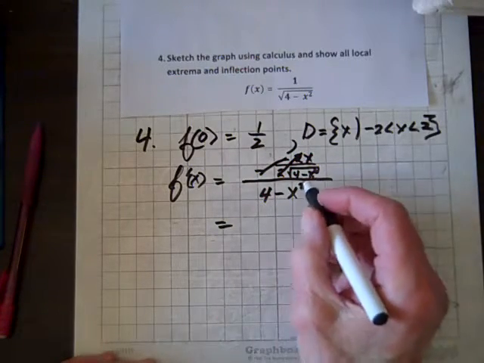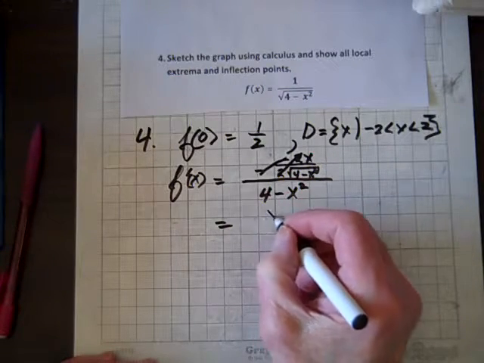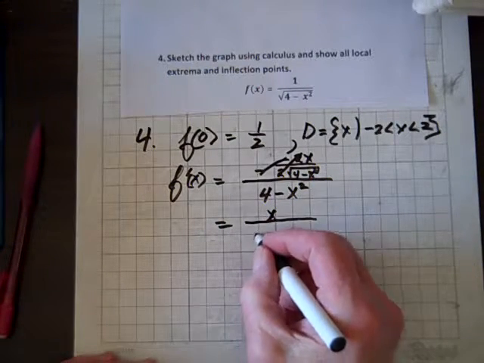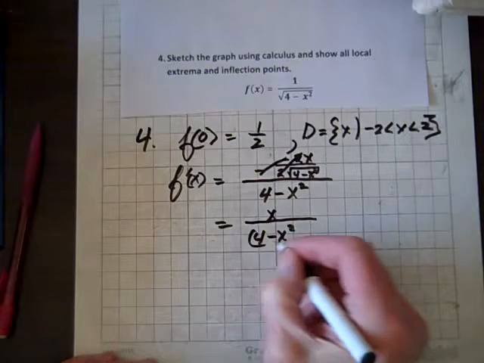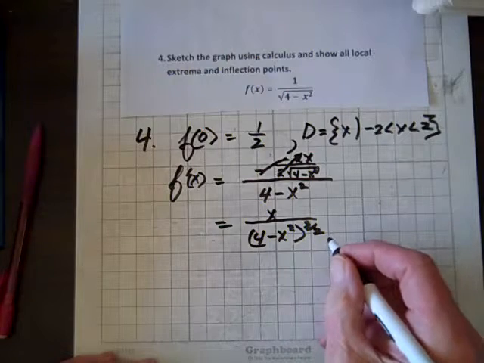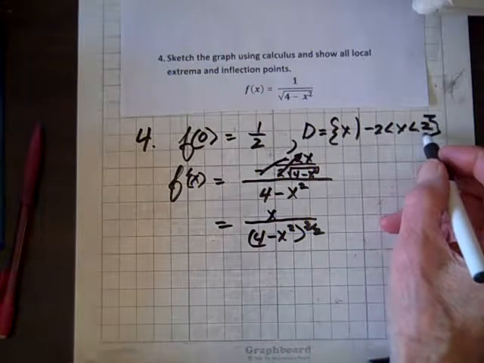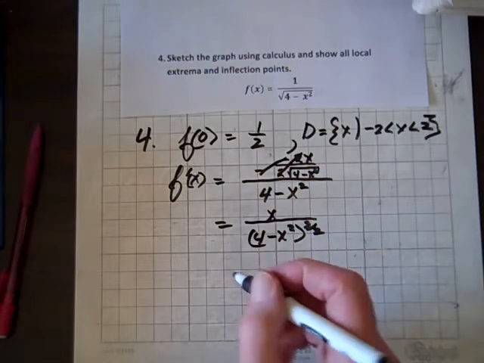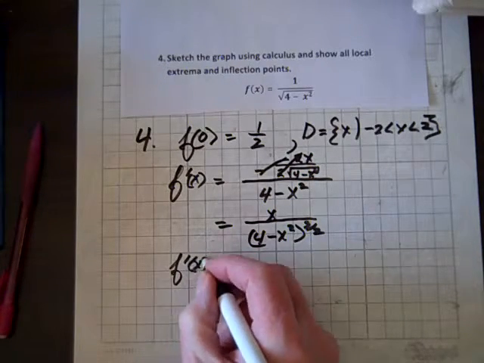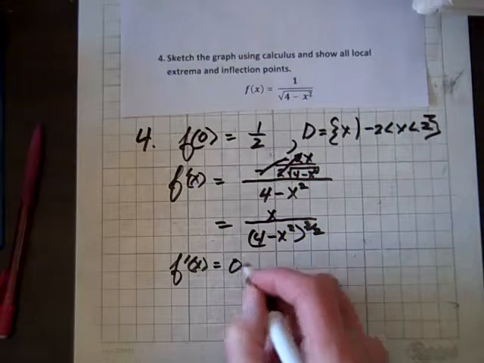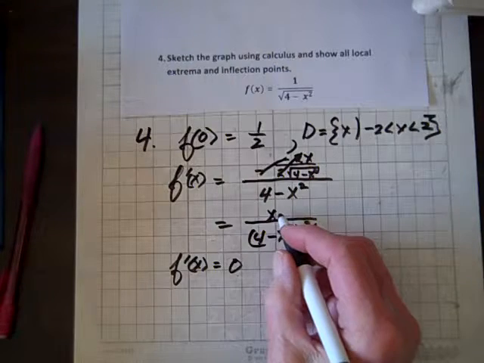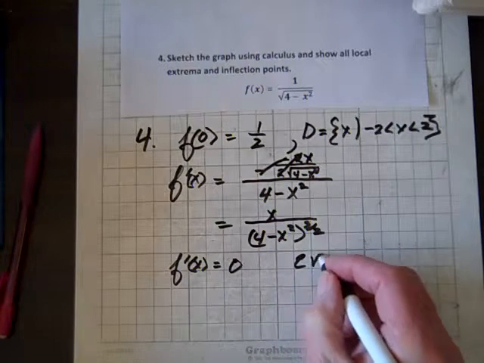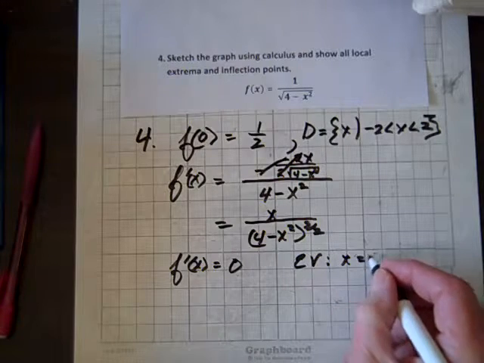And now, when we invert and multiply, dividing fractions, we'll have x over the 4 minus x squared times the square root of that, which will give us 4 minus x squared to the 3/2 power. Keep in mind, on this domain, this denominator will always be positive. So when we set f prime of x equal to 0, we only have to look at the numerator, and what will take that to 0? 0 will. So our critical value is x equals 0.